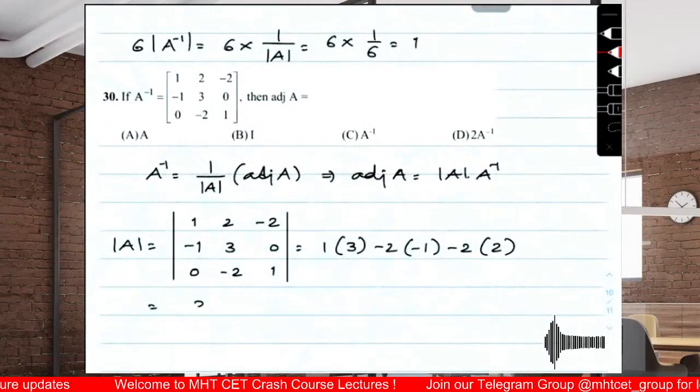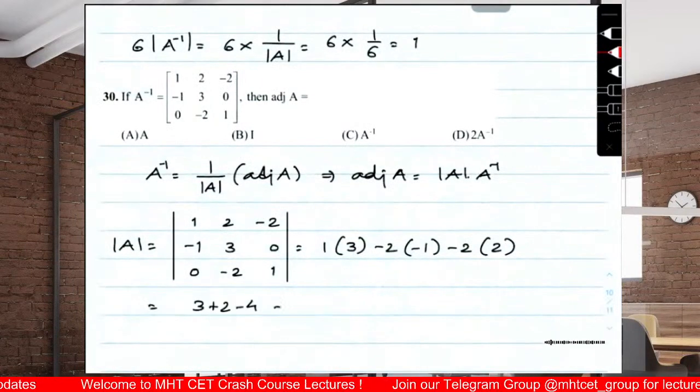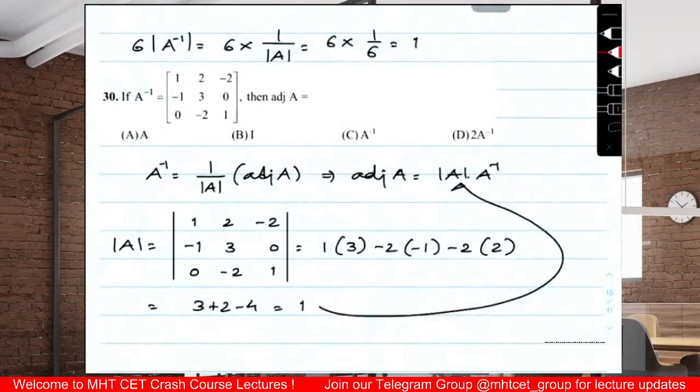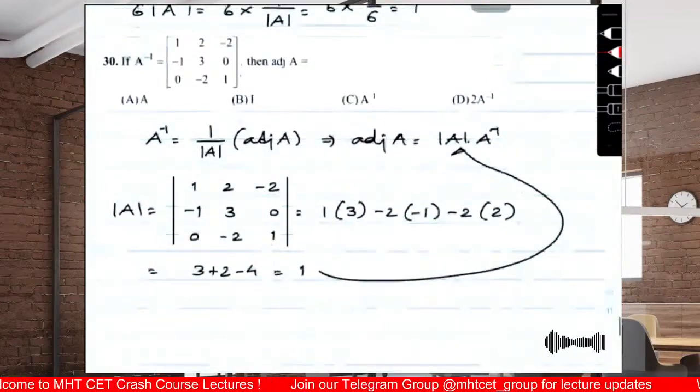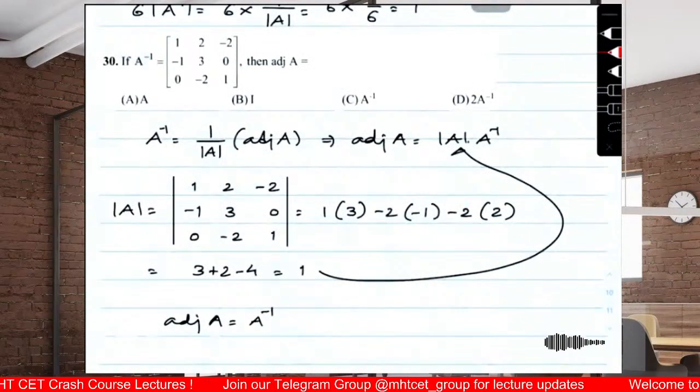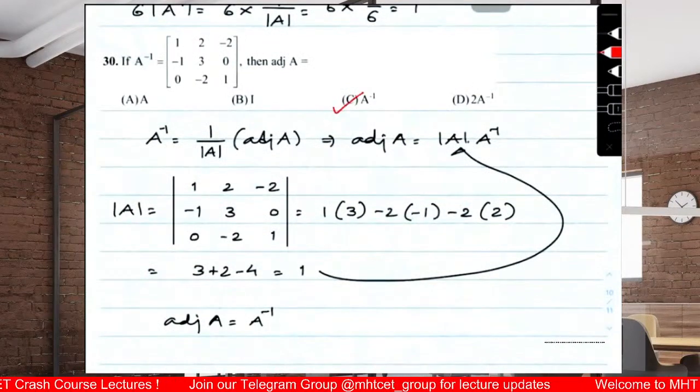So what is this? 3 plus 2 minus 4. That is 1. So this 1 here. Okay, so you can say adjoint of A is same as A inverse. Option C.